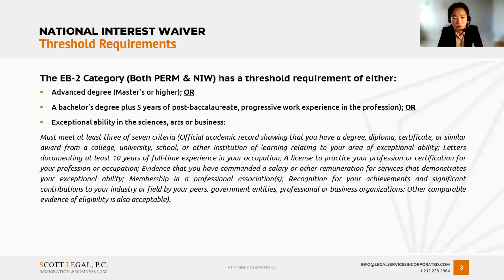If you don't have a master's degree in your field, but you have a bachelor's degree in your field, plus you can show 5 years of post-baccalaureate progressive work experience in the profession, and progressive work experience is defined as full-time work, but also work where your responsibilities and job duties change in complexity over time, and it must increase in complexity and responsibility over time. So if you started off as a junior engineer and then became a senior engineer and then maybe a principal engineer at the end, that kind of upward trajectory in the 5 years is what the government is looking for if you're trying to meet the threshold with a bachelor's and 5 years of experience.